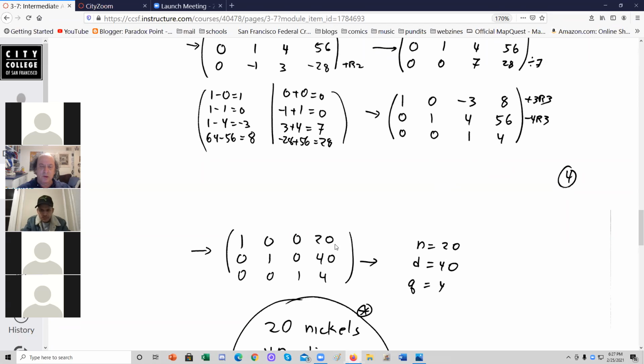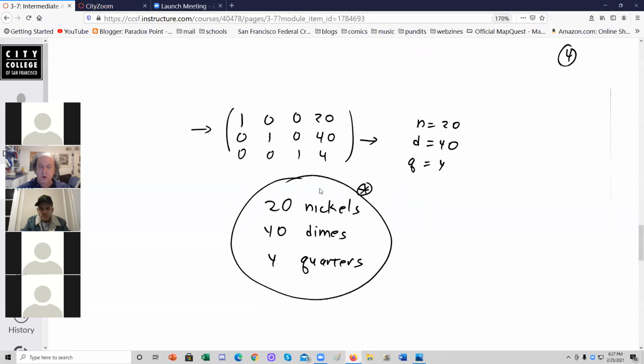So we have 1, 0, 0, 20; 0, 1, 0, 40; 0, 0, 1, 4. This corresponds to N equals 20, D equals 40, and Q equals 4. So 20 nickels, 40 dimes, 4 quarters.